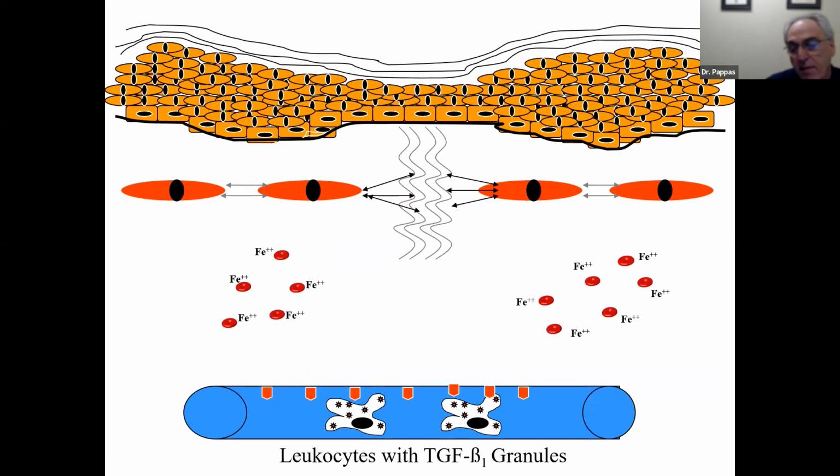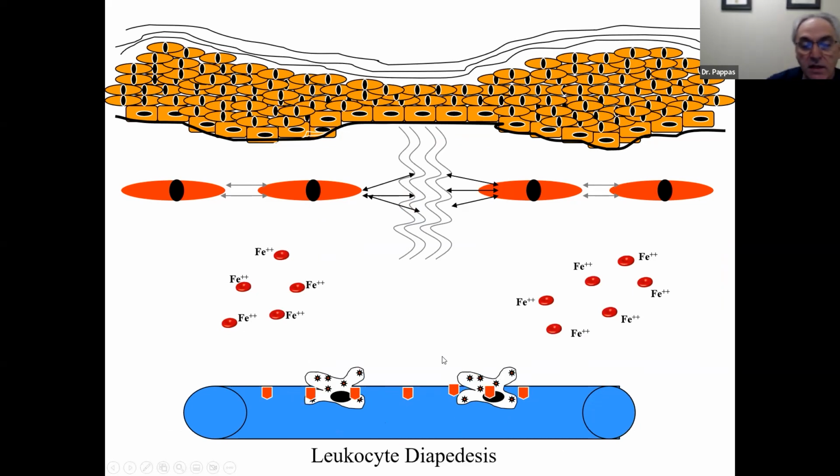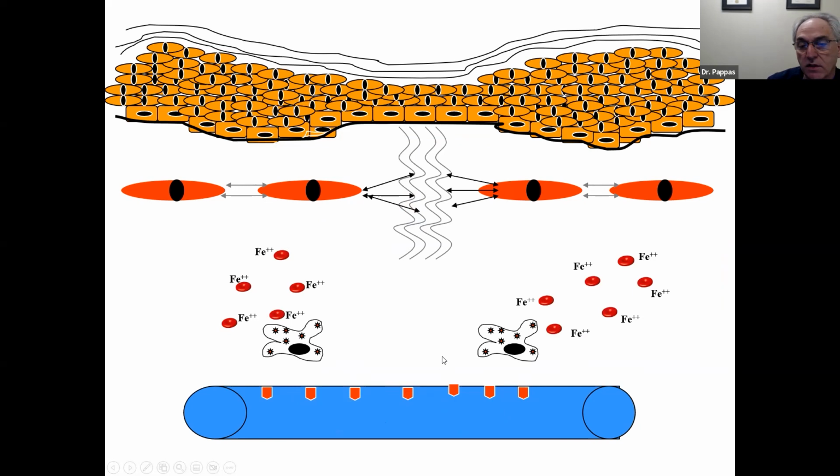So what do we think is happening here? This little cartoon shows that you have circulating macrophages that are sensing the endothelium. These are upregulated proteins on the cell surface of the glycocalyx, and the macrophages sense them, and then they leave the circulation and go into the interstitium.